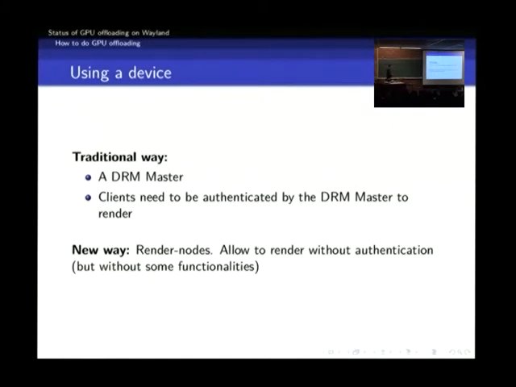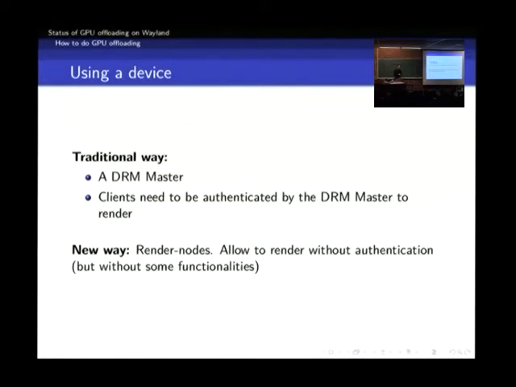So first, the different technologies involved in GPU offloading. The first technology we can have in mind is rendering. To render, we have to be authenticated. The traditional way is that there is a master, a DRM master, for example the X server. If I am a client, I can open the device and generate a magic number which I will send to the server, which will then use this number to authenticate me, and I will be able to render.